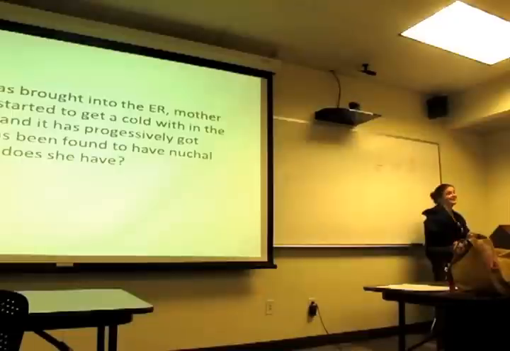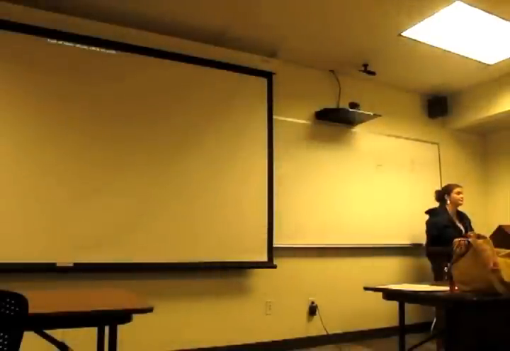You guys will probably get this. A little girl was brought into the ER. The mother says that she started to get a cold within the last 24 hours, and it has progressively gotten worse. She has been found to have nuchal rigidity. What does she have? Meningitis. Why? Stiffness of the neck. They got really bad really fast. Good job. So it got bad really fast, the nuchal rigidity, and also it usually starts out with a cold. So you don't really know they're sick until it's a little too late.